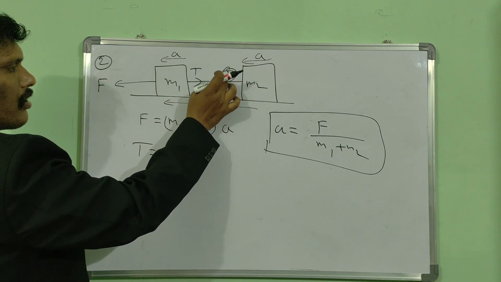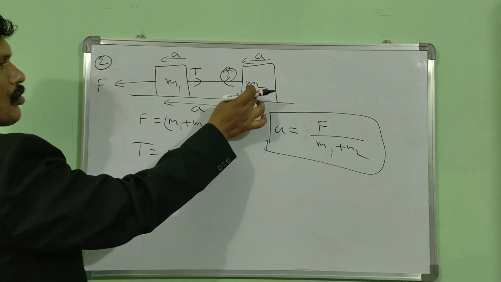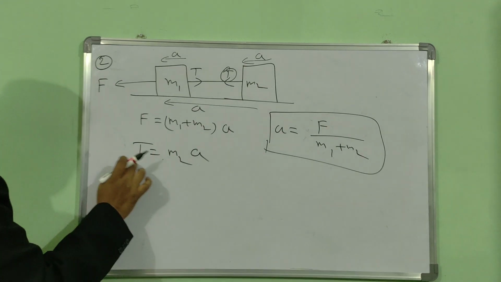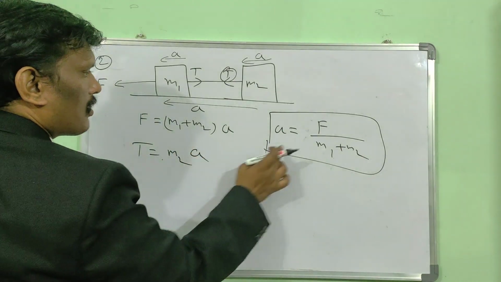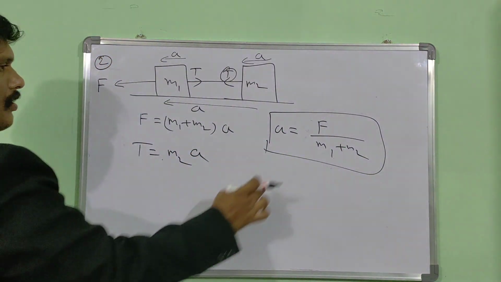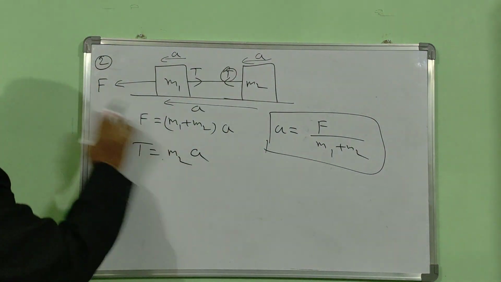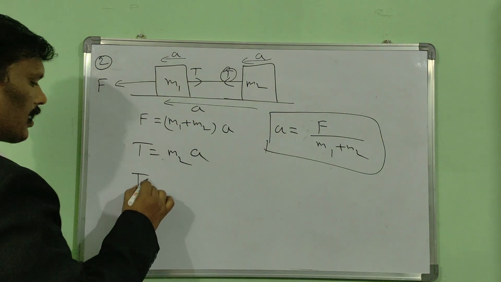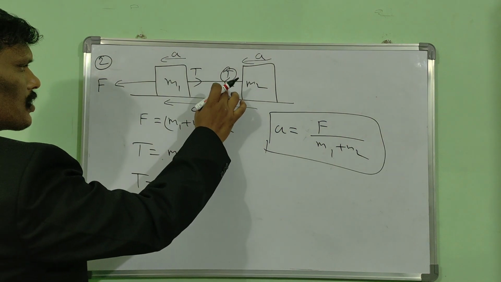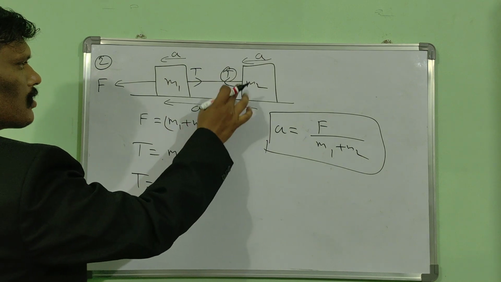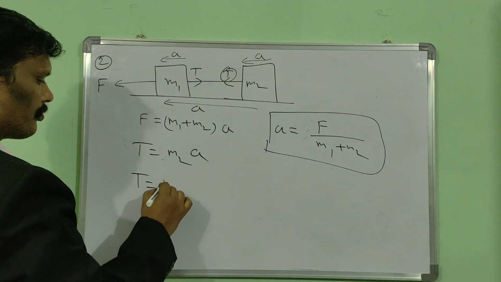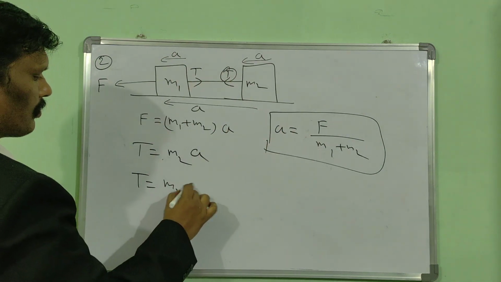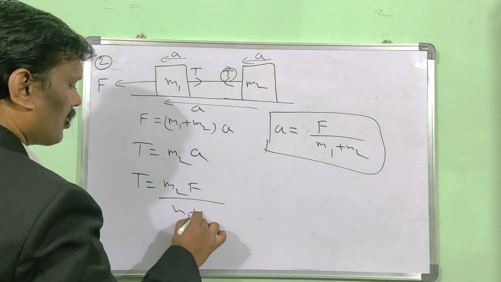Then how to calculate tension? This tension pulls how many masses? Only one mass, that is M2. It is moving with acceleration A. That's why the tension force is M2 into A. This acceleration we get from this formula and substitute here. You are going to get the tension. Otherwise, if you directly require the tension, tension pulls what? M2. How to calculate the acceleration of the system? By using this formula, F by M1 plus M2.